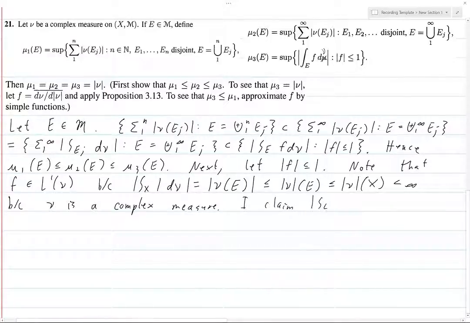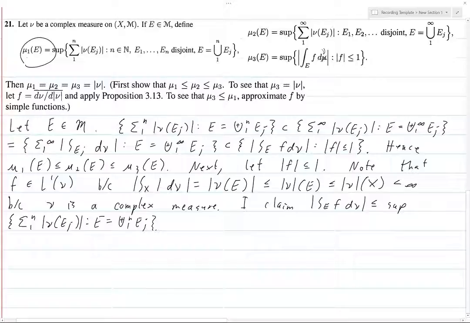I claim that the integral over E of f d nu is less than or equal to the supremum of the sum from 1 to n of the absolute value of nu of Ej, where E equals the disjoint union from 1 to n of Ej. So basically, the mu1 norm here. And I just wrote it out because we're going to use this explicit form. So, see here.